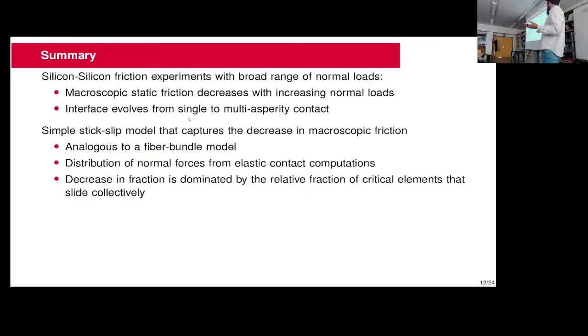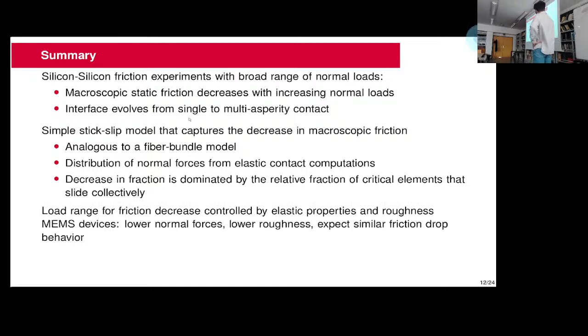What controls the decrease of macroscopic friction is the distribution of the normal pressure at the interface. And the maximum friction you can have is controlled by how many of your asperities will be able to slide at the same time. So how synchronized the onset of slip at the interface is. I did not discuss that in detail, but the range over which the friction decreases is controlled by the elastic properties and the roughness of your materials.